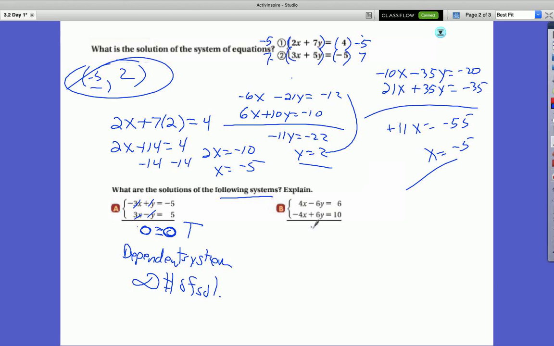Over here, very similar, you get a 0 on the left and a 16 on the right. Well, that's false. That's never going to be true. You're never going to have anything that makes this true. This is an inconsistent system. 0 solutions.